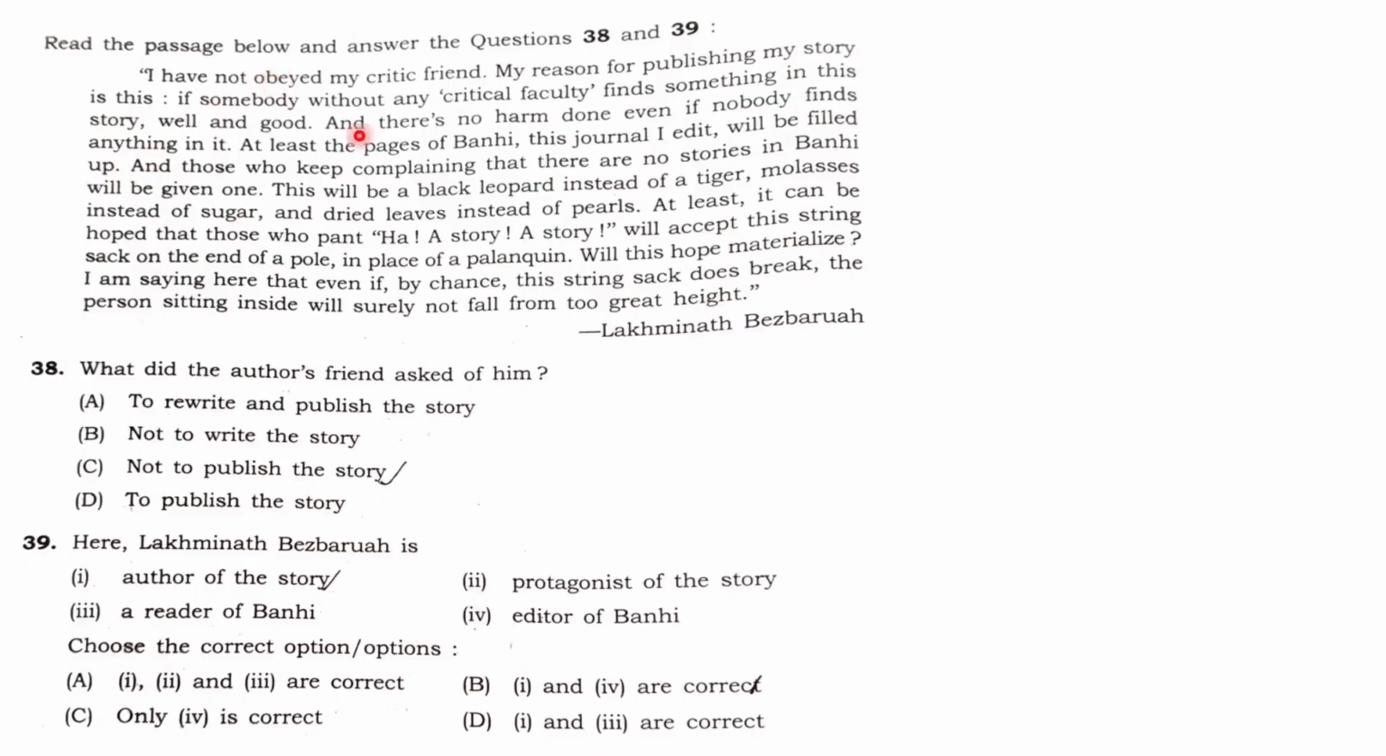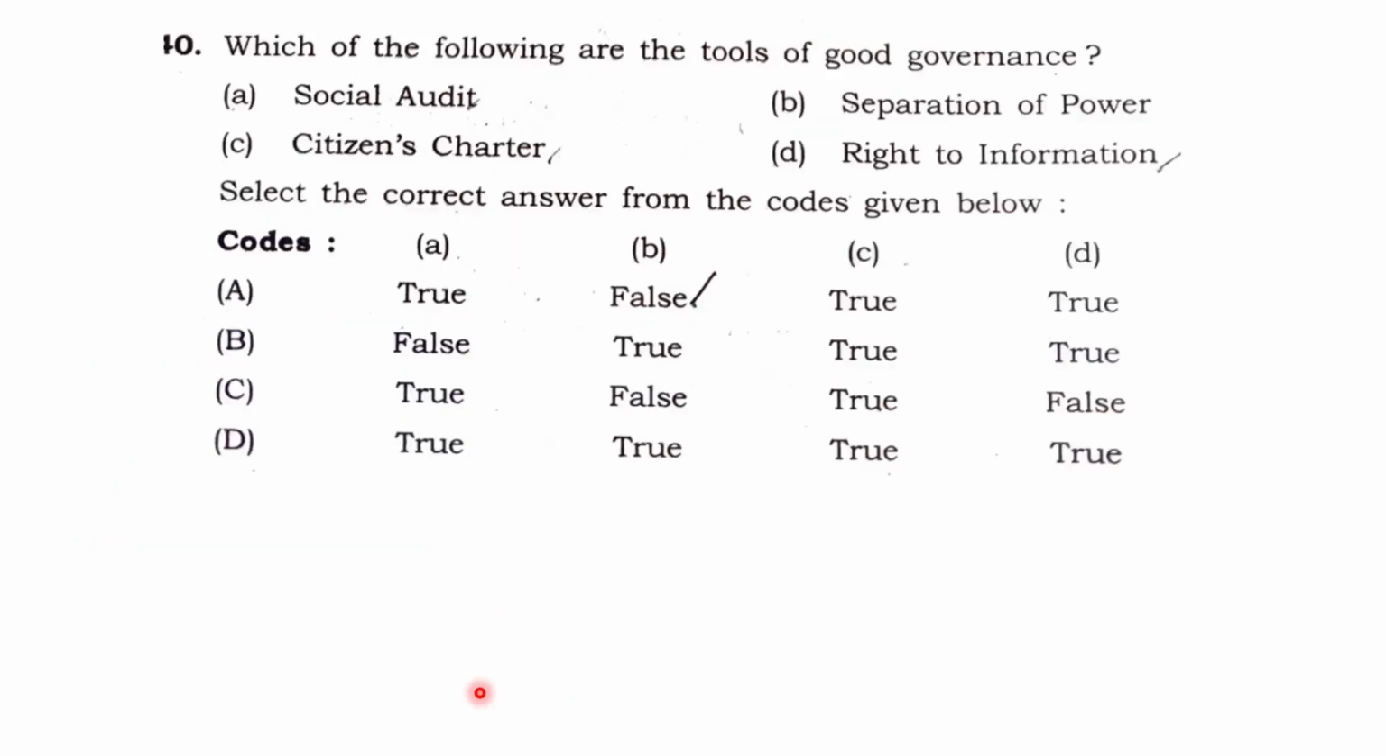So there is a passage given. The passage is written by Lakshminath Bezborwa, and then there are certain questions. The correct answers are marked here. What did the author's friend ask of him? The author's friend asked him not to publish the story. Lakshminath Bezborwa is the author of the story, of course, and he is also the editor of Banhi. So 1 and 4 both are given in B. So this is the correct answer.